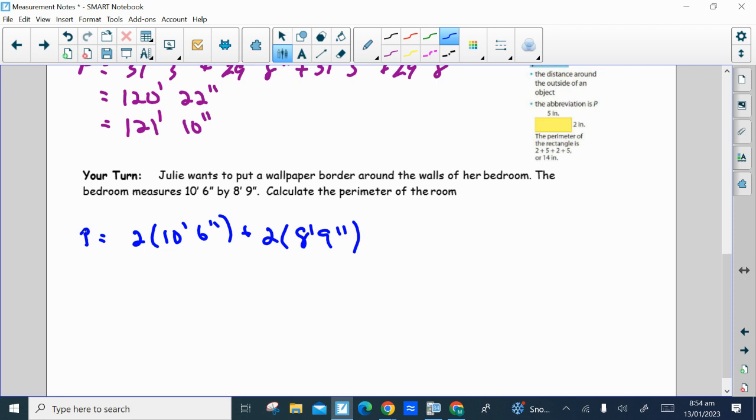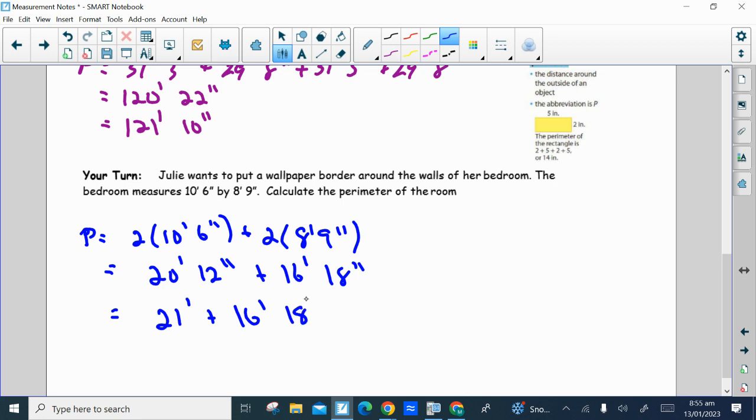Okay, so we're going to multiply the 10 feet by 2, which is 20 feet, the 6 inches by 2, which will be 12 inches, the 8 feet times 2 is 16 feet, the 9 inches times 2 is 18 inches. And what we could do here for 20 feet, 12 inches, well, 12 inches is 1 foot. So this 12 inches is 1 more foot, so we can say that's 21 feet plus 16 feet, 18 inches.